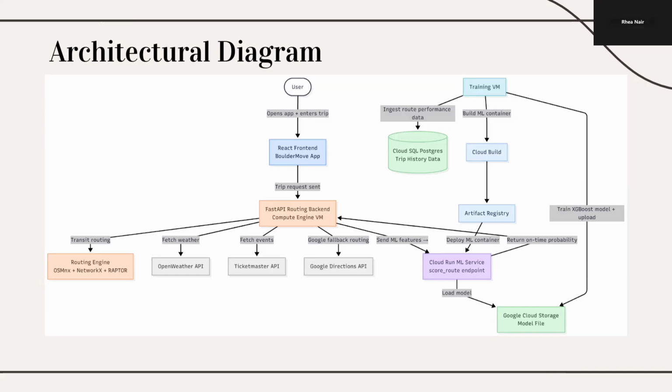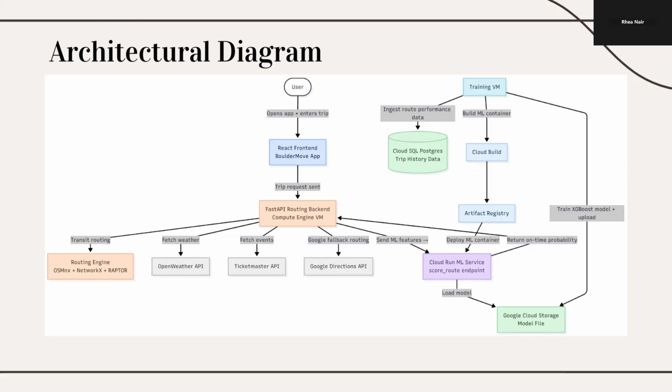Next is Cloud SQL, the Postgres trip history data. This is where we store trip history and performance data, which includes what routes we offered, which route the user chose, and whether the route ended up on time or delayed. The performance data is ingested into our Cloud SQL, and this becomes our database and the training data set for our ML model.